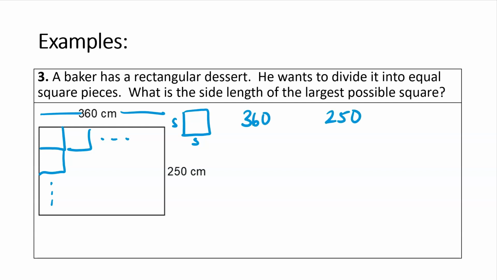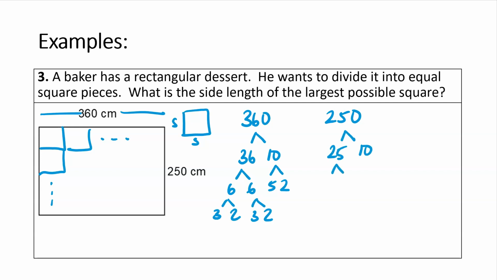So let's take a look at doing that. 360 and 250. 360 is 36 times 10. 36 is 6 times 6. Each of those 6s is 3 times 2. And the 10 is a 5 times 2. For 250, that could be 25 times 10. 25 is 5 times 5. 10 is 2 times 5.